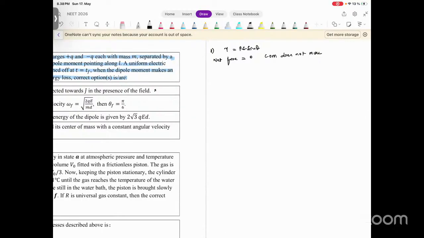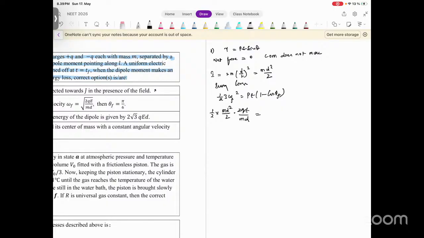Okay, so the next one is moment of inertia. I equals 2m into d by 2 whole squared, so it is m d squared divided by 2. Now applying energy conservation, half into I into omega final squared must be equal to PE into 1 minus cos theta final. So it is half into the moment of inertia, m d squared divided by 2, into omega final, which is given as 2QE divided by m d.